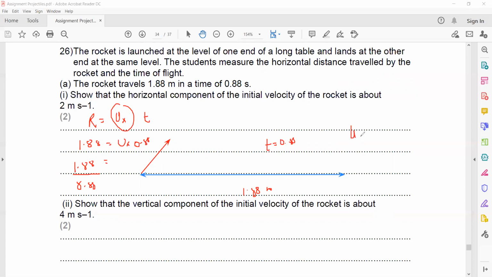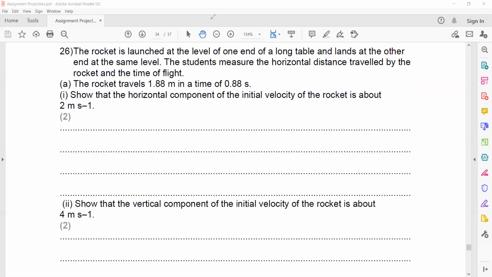2.13. So the initial horizontal speed is 2.13 meters per second. Then show that the vertical component of the initial velocity is about 4. So how do we get the vertical component of the initial velocity? Look, this is the total time of the flight. The total time is 0.88. So we will divide our question into two halves.